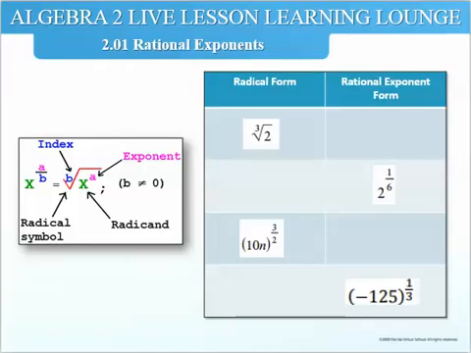Let's start with 2.01, where we learned about rational exponents. Rational exponents are very useful when it comes to helping us work with both exponents and radicals. In this diagram below, you can see that the conversion between a radical expression and the rational exponent form is we take the exponent and put it in the numerator of the rational expression. We take the index, or the type of root, and put it in the denominator of the rational exponent.